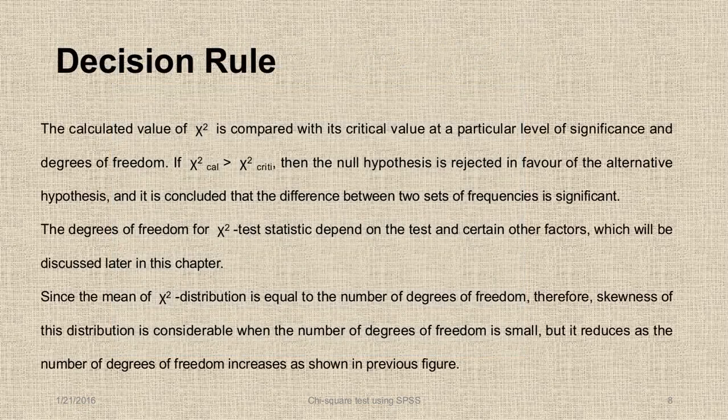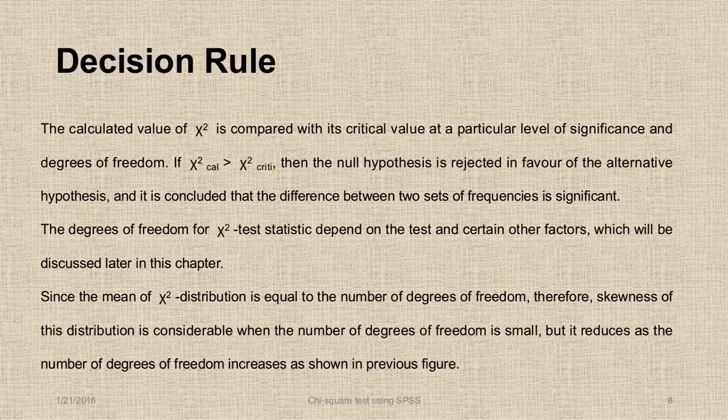Now the decision rule. Like any other statistical test, the decision rule remains the same. We have to choose a particular level of significance, and at that level of significance we compare the calculated value of the chi-square with the critical or table value of the chi-square. If the calculated value is greater than the critical value, then the null hypothesis will be rejected in favor of the alternative hypothesis.